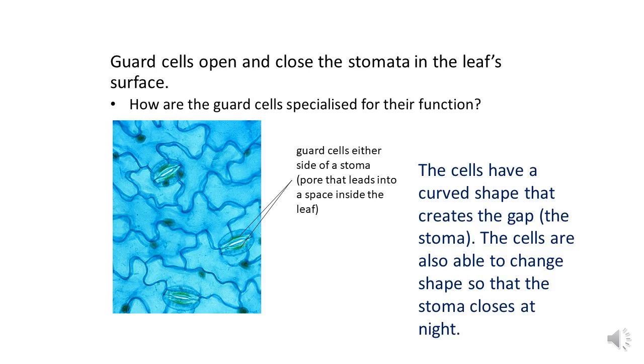The guard cells are able to change shape, and by doing this they can open or close the stomata, to allow gases to either enter and leave the plant, or to close the stomata and not allow gases to exchange in and out of the plant. So their adaptation is that they can change shape. Their function is to control whether the stomata is open or closed, and their location is on the underside of the leaf, on either side of the stomata.